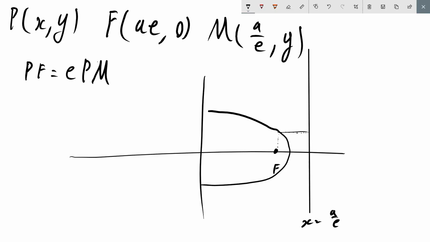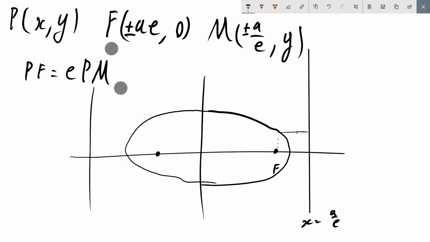So the catch is that the focus and the directrix are actually plus or minus ae and plus or minus a over e. So there's actually a second half that will form the rest, and a second directrix there, and with that, a second focus. Alright, so let's do some general stuff.